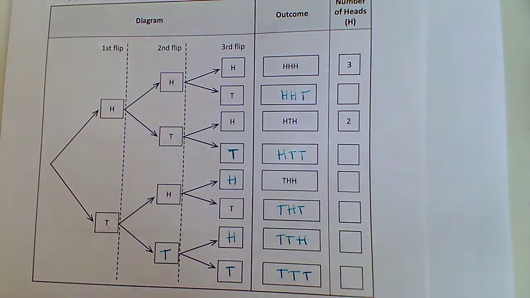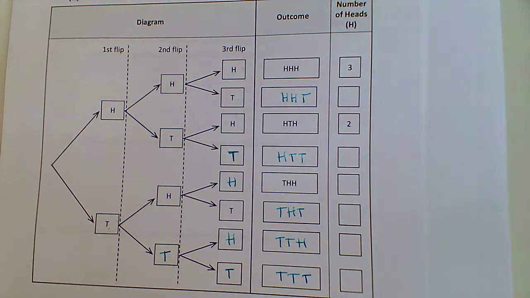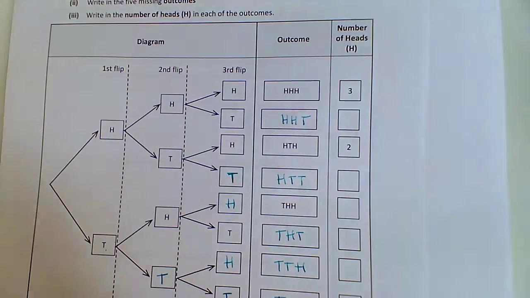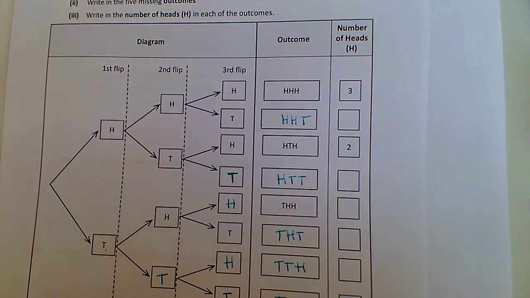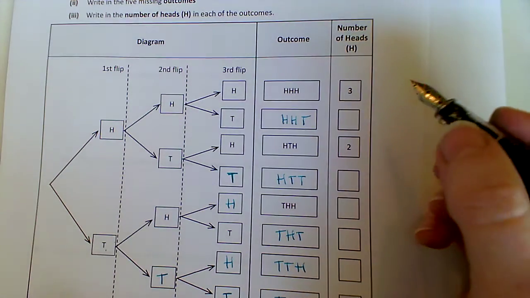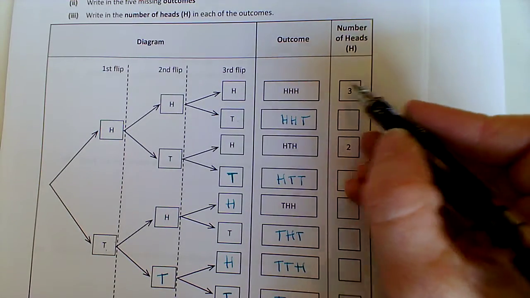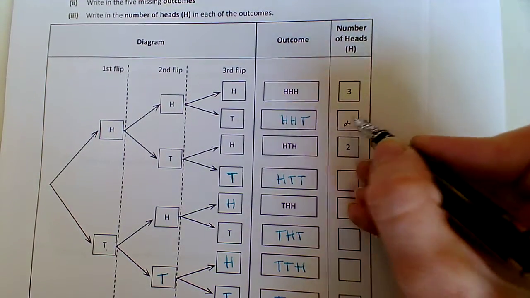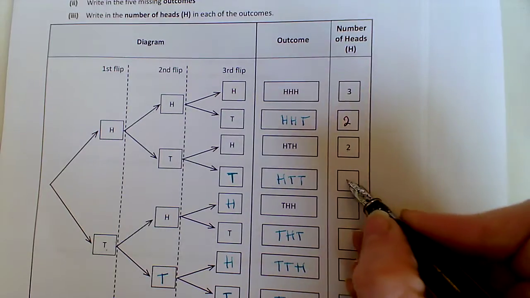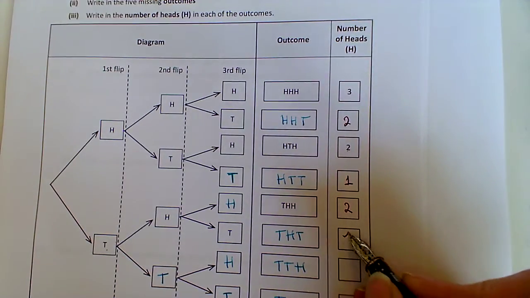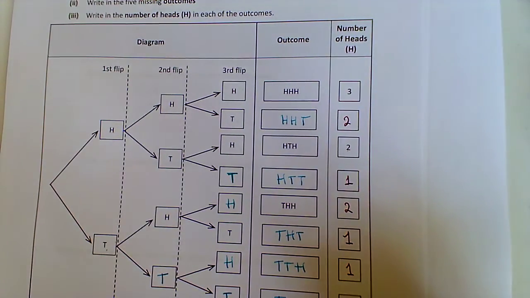So we did a number of those as part of your notes and your homework, and I'm hopeful that it didn't cause problems. The last step here was a little bit more complicated though. Rather than doing the probability of each one, they've asked us how many heads. So there's 3 heads here, 2 here, 2 here, 1, 2, 1, 1, and 0.